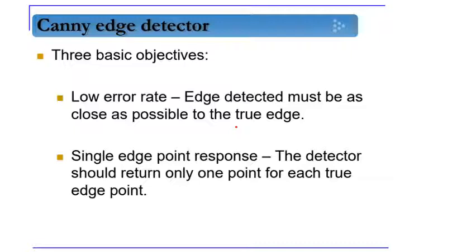And third, which is the most important, is a single edge point response. That means the detector should return only one point for each true edge point. If the actual edge point is one, then the algorithm should also give only one edge point, and it should not identify multiple edge pixels where only one edge pixel is found. That means the number of maxima around the edges should be minimum.